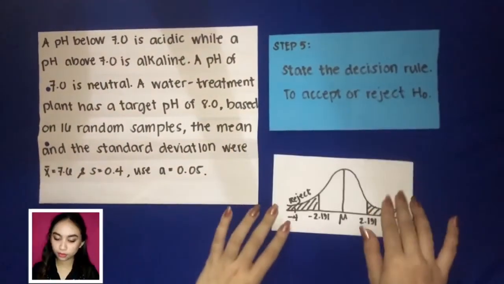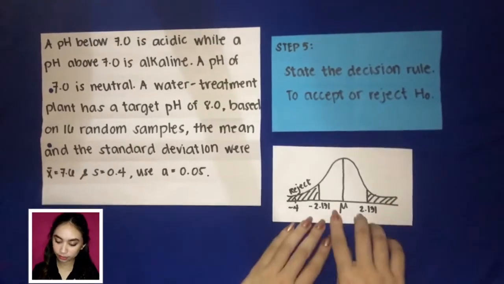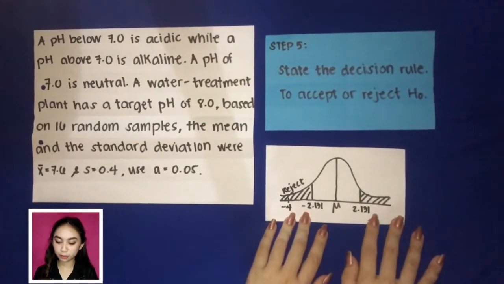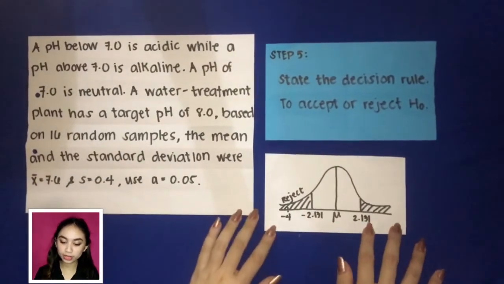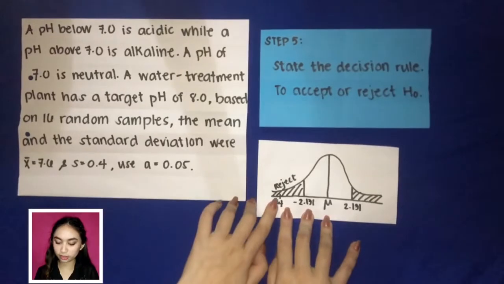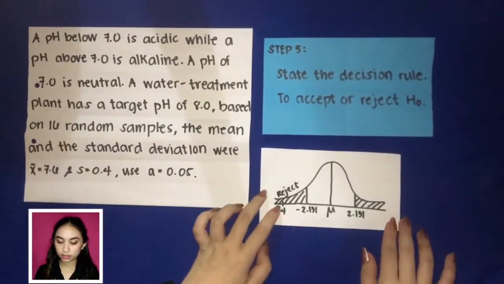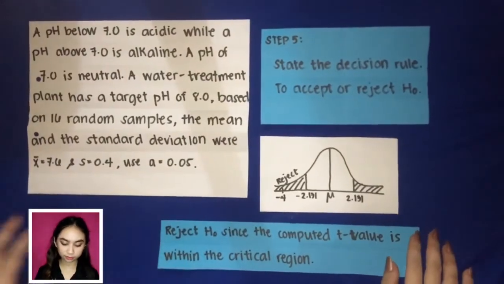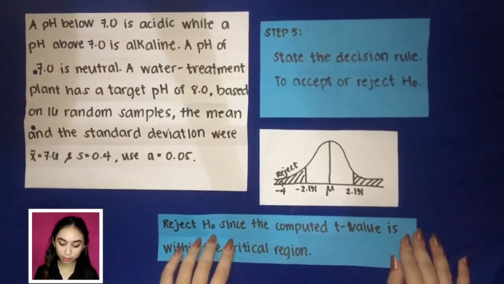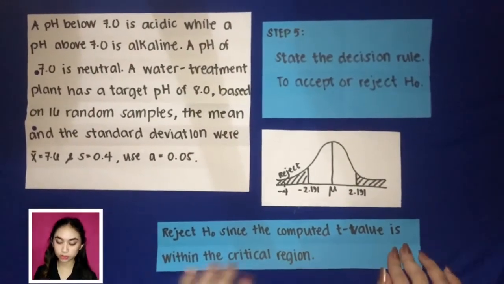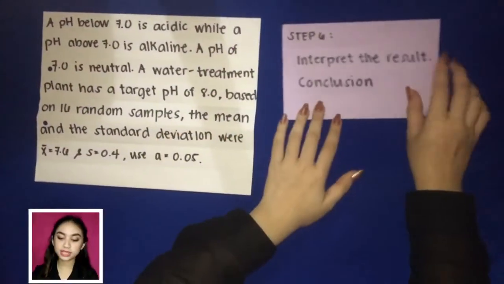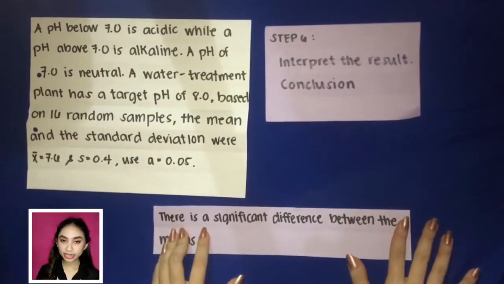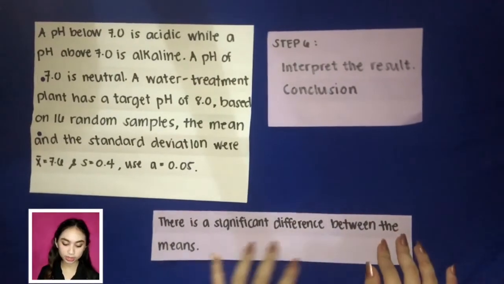Step 5. So this will be our graph. Here is negative and positive 2.131, and our computed t-value is negative 4, and it falls under the shaded region. That is why we can reject the null hypothesis, since the computed t-value is within the critical region. Step 6. So our conclusion is there is a significant difference between the means.